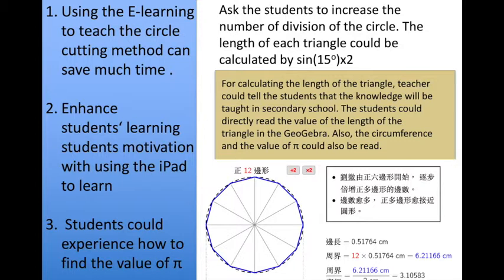After that, the student asked to increase the number of divisions of the circle, and the length of each triangle should be calculated by sine 15 degrees times 2. For calculating the length of the triangle, the teacher could tell the students that the knowledge will be taught in secondary school, and the students could directly read the value of the length of the triangle in the app's GeoGebra. Also, the circumference and value of pi could be read.